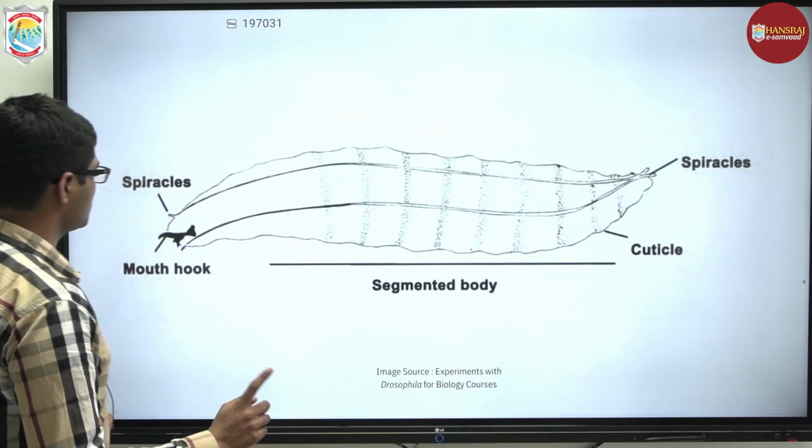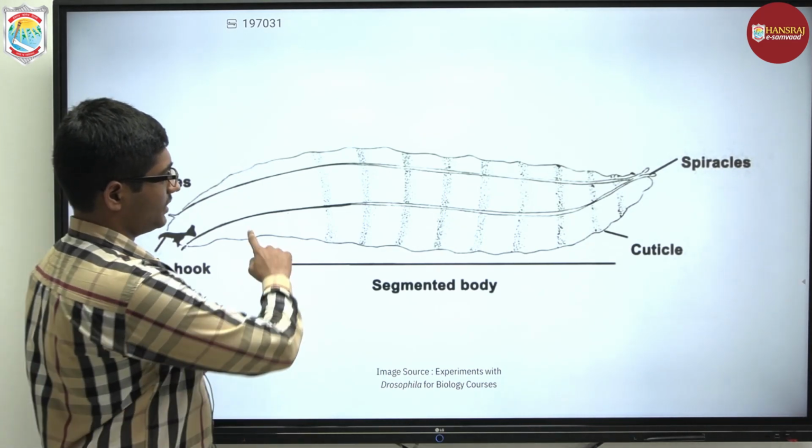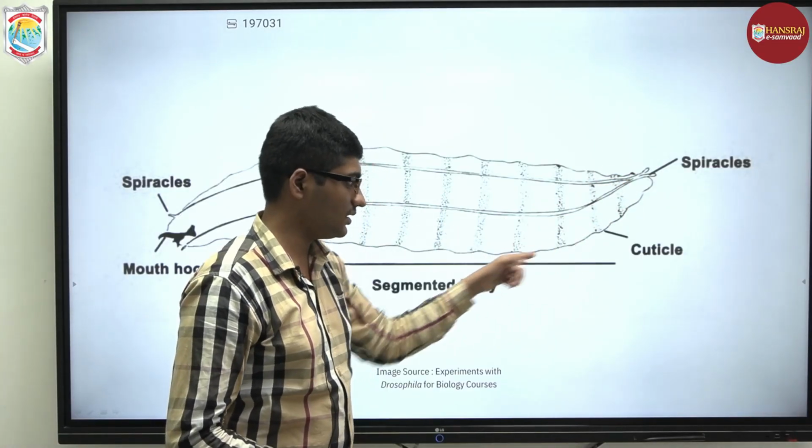So this is the general structure of a larva. It has an anterior spiracle, a mouth hook, segmentation, and posterior spiracles, and this is a cuticle layer.